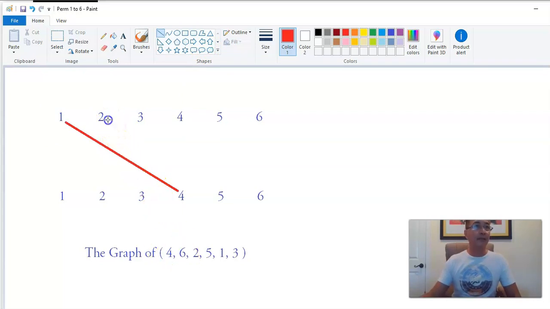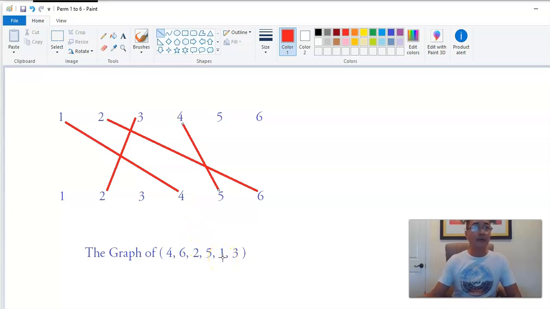Next, 2 goes to 6. So we'll go 2, 6. Okay. So far, so good. But now, 3 will go to 2. So we're going to draw an arrow from 3 to 2. Okay, so notice there are now 2 points of intersection. All right. Next, 4 goes to 5. Ooh, 4 goes to 5. So there will be another intersection point. So we have 3 so far.